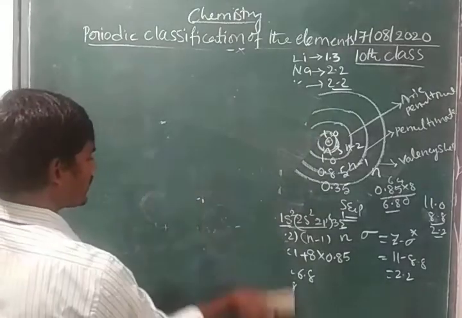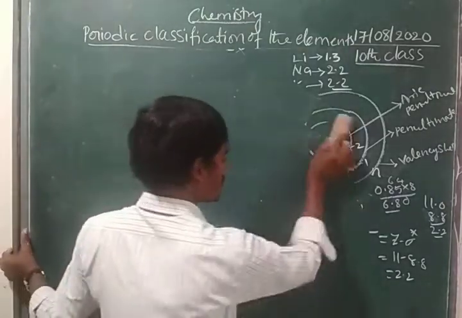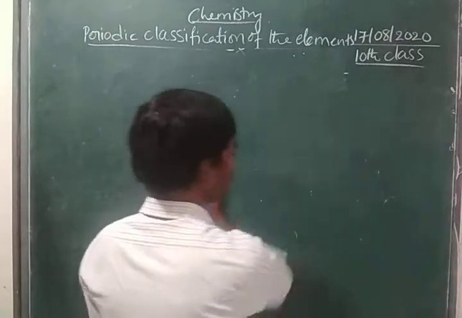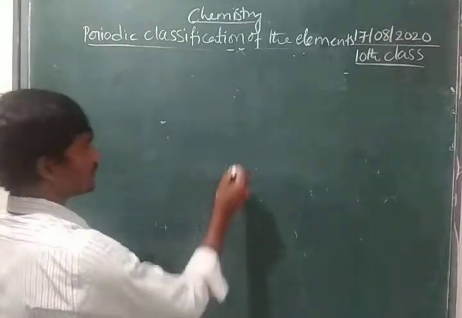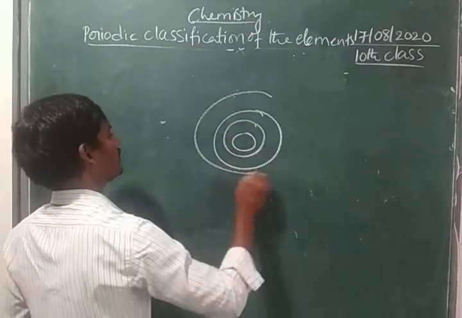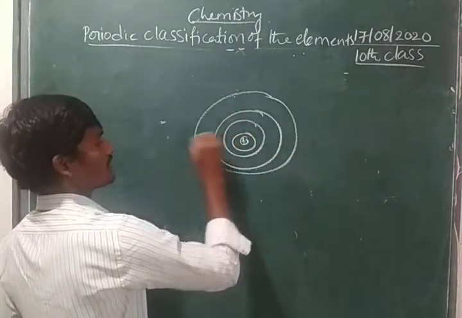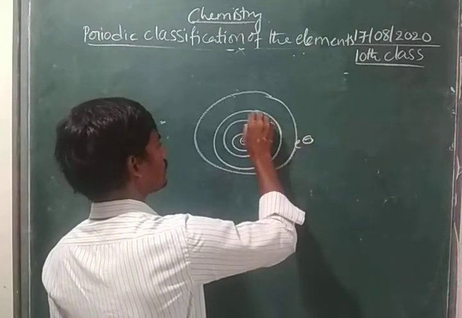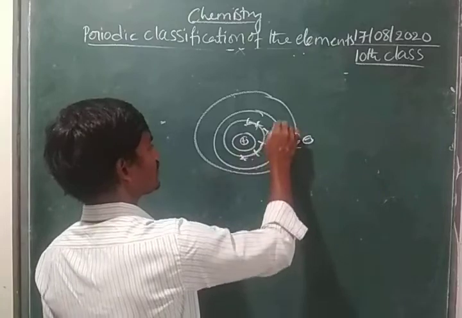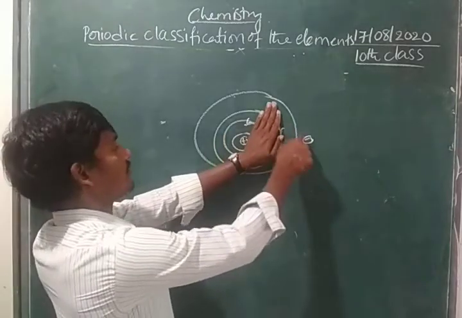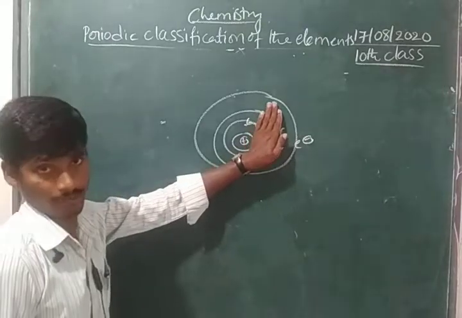See children, what is the relation between screening effect and force of attraction? Suppose we consider the atom, this is the nucleus and this is a valence electron. If the number of inner electrons increases, what will happen, children? If there are no inner electrons, the force of attraction between the nucleus and the valence electron is very high.